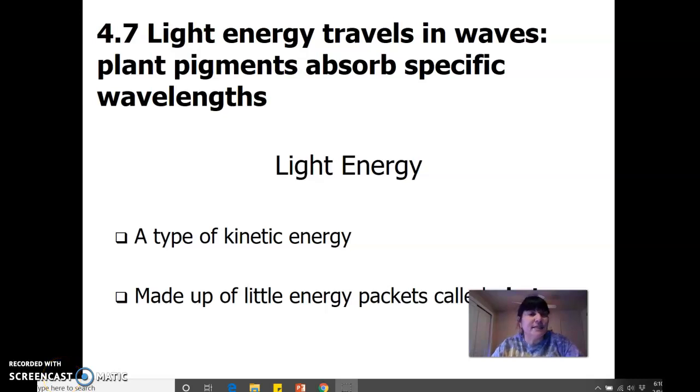All right, so we're going to continue talking about photosynthesis. If we look at photosynthesis, there are really two parts to it. There's a light reaction and a dark reaction. And in the book, they talk about light and light energy. It says light energy is a type of kinetic energy made up of little energy packets called photons.